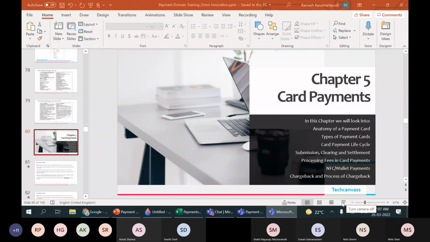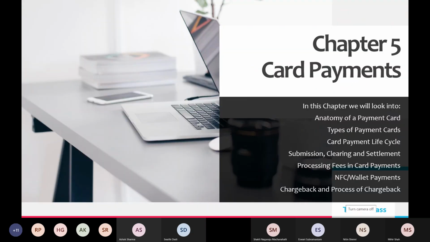So let us go to the topic, card payments. We will deep dive into card payments today, and then after that we will also cover the card application side, and if time permits, we'll also cover some blockchain and distributed ledger technology tomorrow.